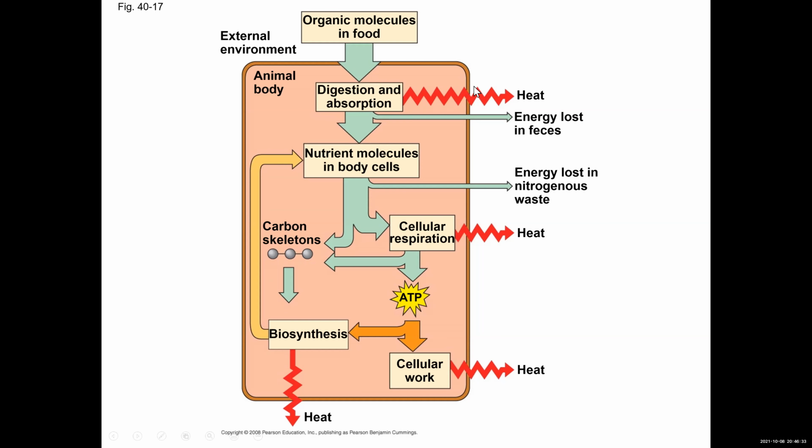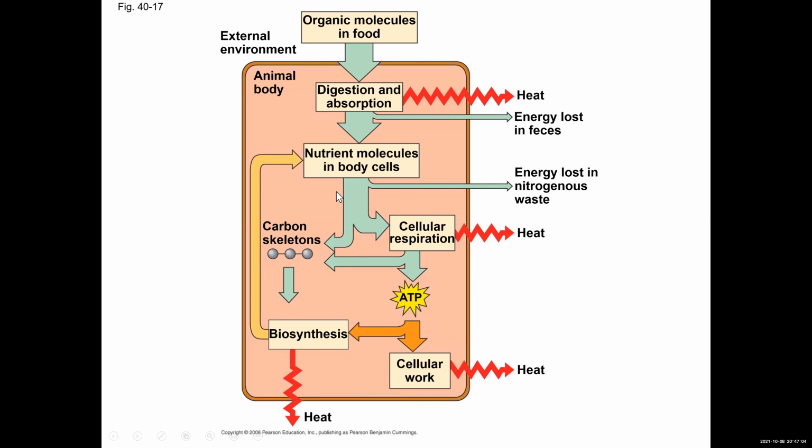so we're going to lose some energy as heat, like we talked about in the last ecology unit, that there's some energy that is going to go into the feces. We aren't going to be able to absorb it, all that plant, all that fiber, plant material that we can't digest. Some of it's going to just go out of the body. So we end up getting nutrient molecules into the body cells, right? So they have to cross the cell membrane. We get it into the cell.